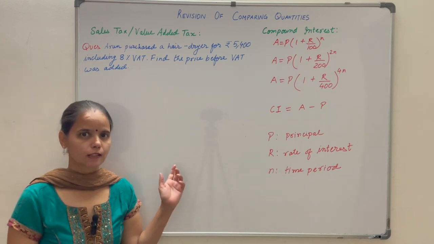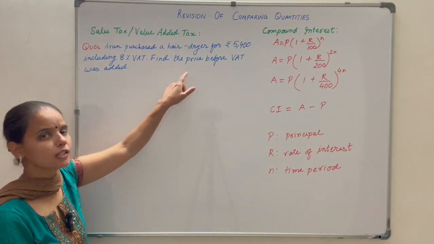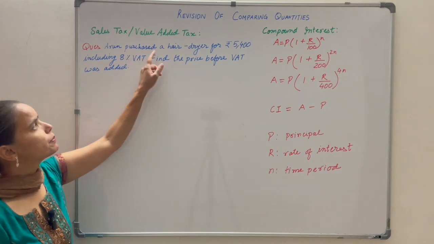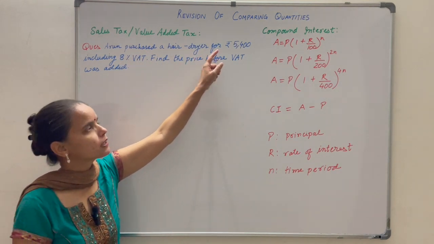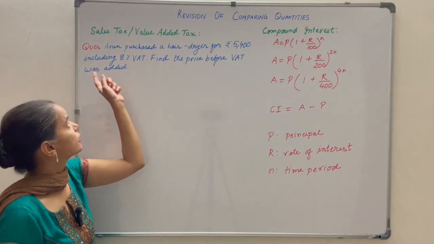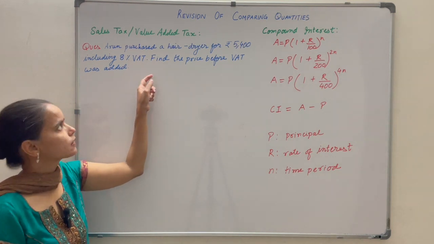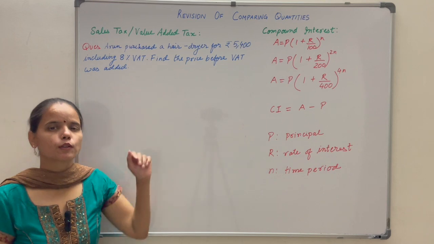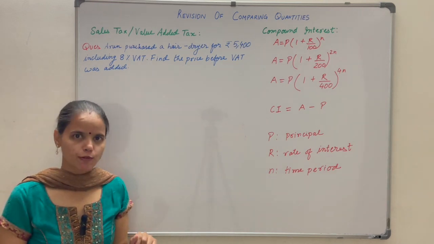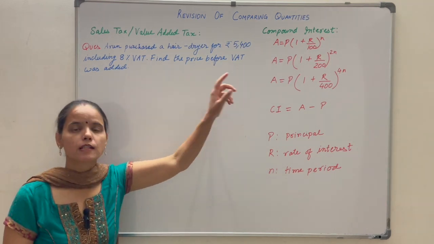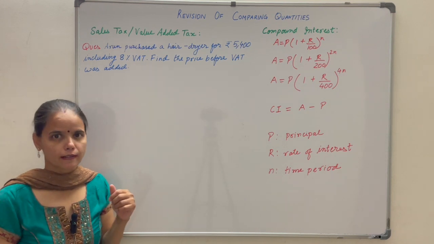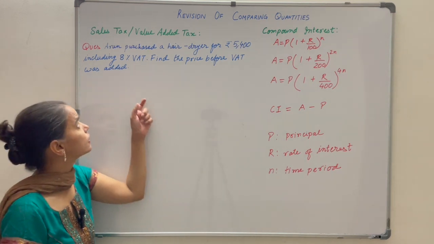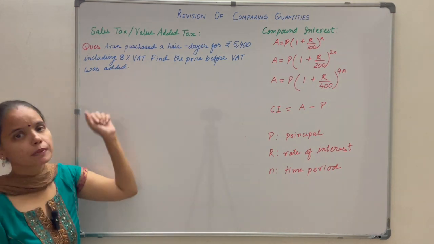Let us understand this concept in a better way with the help of this question. Arun purchased a hair dryer for rupees 5,400 including 8% VAT. Find the price before the VAT was added. So you need to find out the original price of the hair dryer. 5,400 is the price inclusive of VAT, and they have given you that the VAT is 8%.